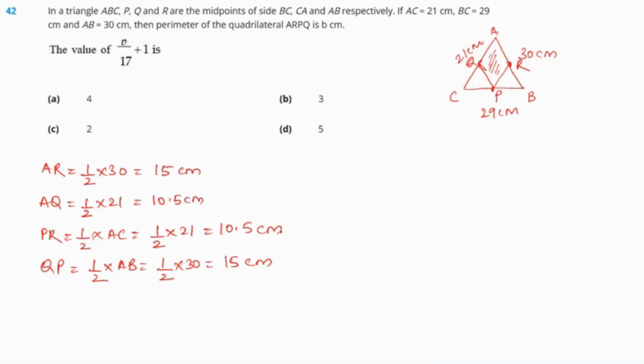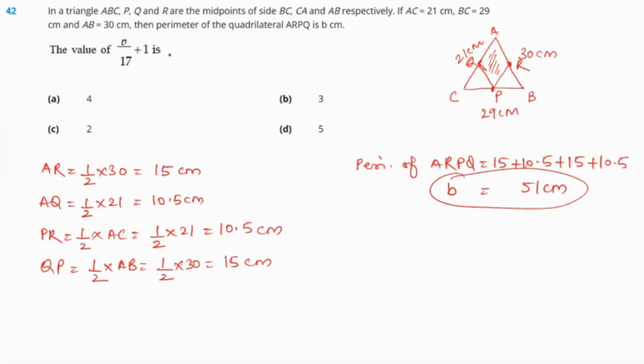Okay. And since the question is asking about the perimeter only, we are supposed to add all the sides of this. So when we are going to add all the sides, which is the perimeter for ARPQ, that is gonna be 15 plus 10.5 plus 15 plus 10.5. Which means basically we are adding 30 with 21. So we will be getting 51 centimeter. And B is what? B is 51 centimeter only.